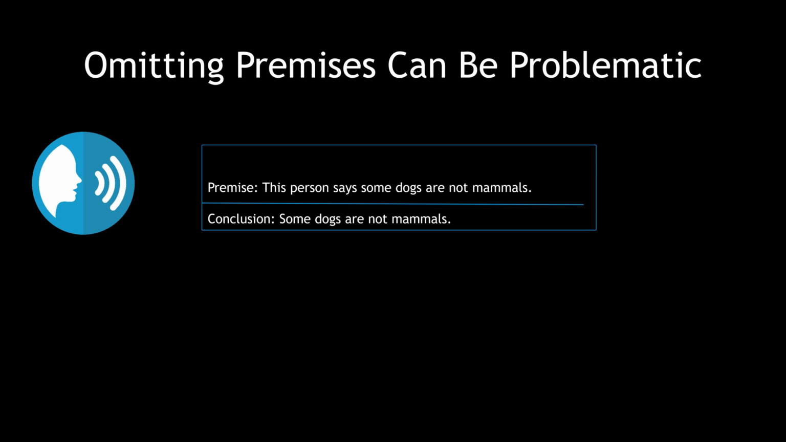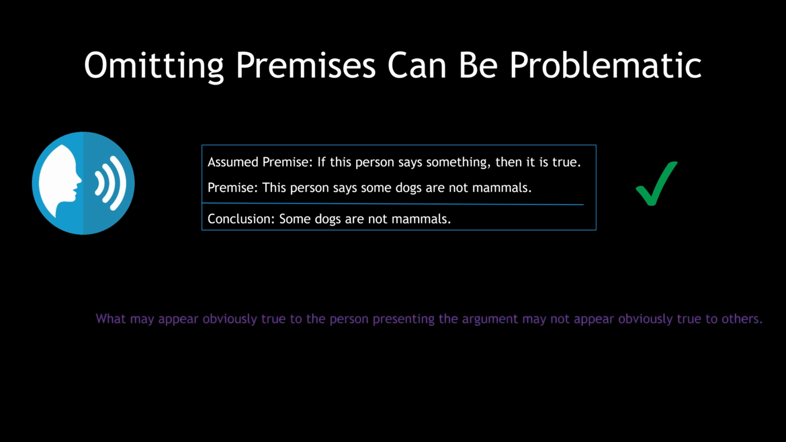Consider the following argument. Premise: this person says some dogs are not mammals. Conclusion: some dogs are not mammals. In this argument, the conclusion doesn't logically follow. However, if I were to insert as a premise, if this person says something, then it is true, now the conclusion would logically follow. Although, you may wonder, would a lot of people accept the assumed premise as true? Again, what may appear obviously true to the person presenting the argument may not appear obviously true to others. Not to mention, it could actually be false.